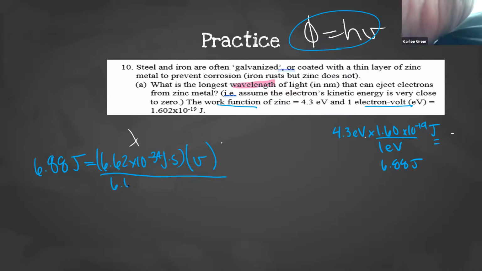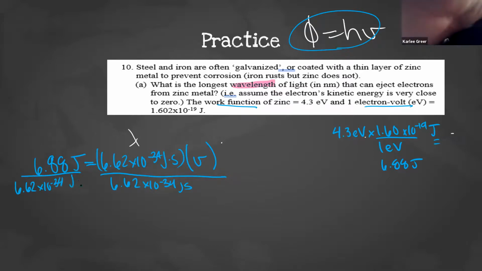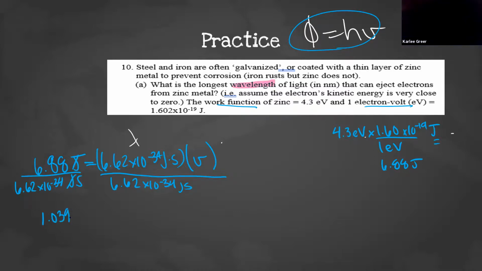So I'm going to divide off my h. Awesome, and then these units are going to cancel. We'll be left with inverse seconds, or hertz. And that will give me 1.039 times 10 to the 15th per second. Here's my frequency.